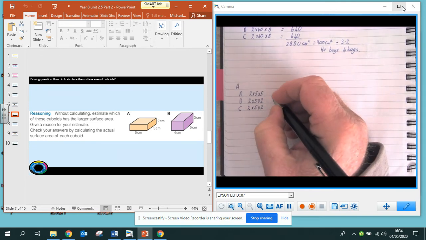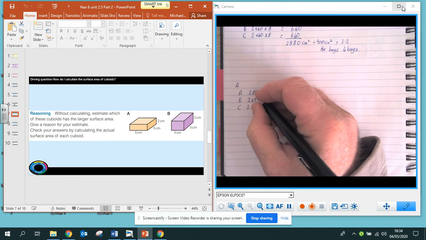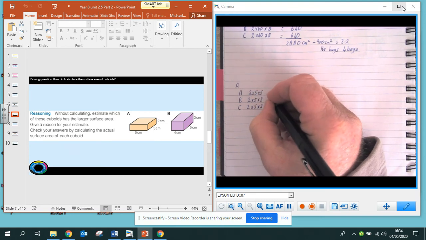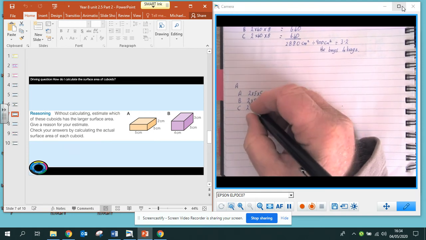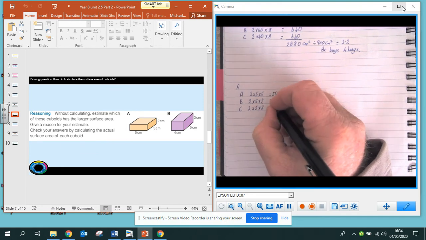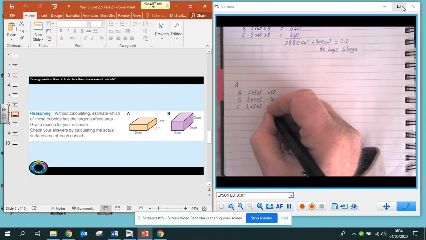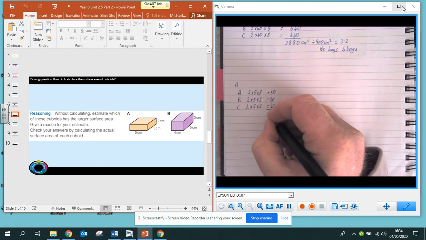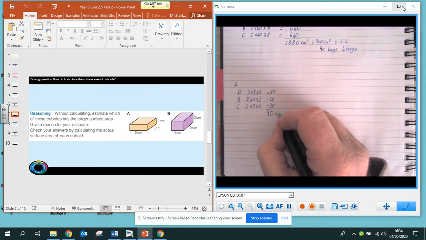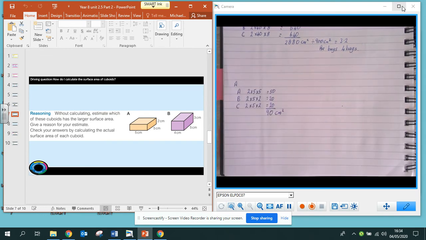So 2 times 5 is 10 times 5 is 50. 2 times 5 is 10 times 2 is 20. 2 times 5 is 10 times 2 is 20, for a total of 90 square centimeters.